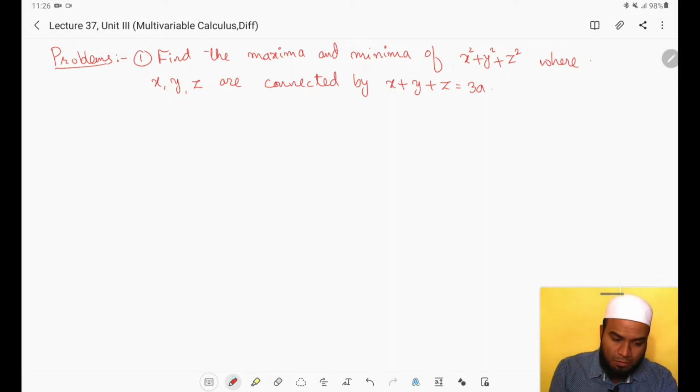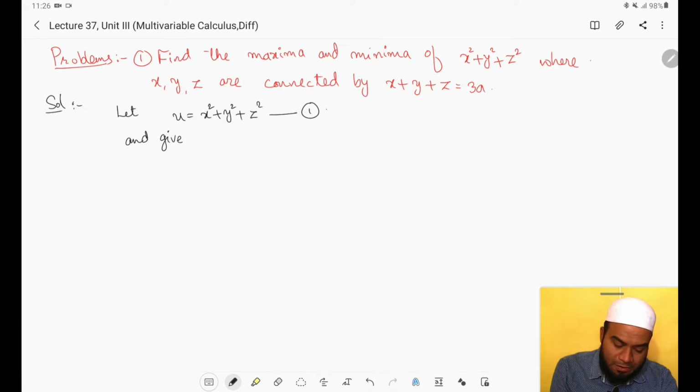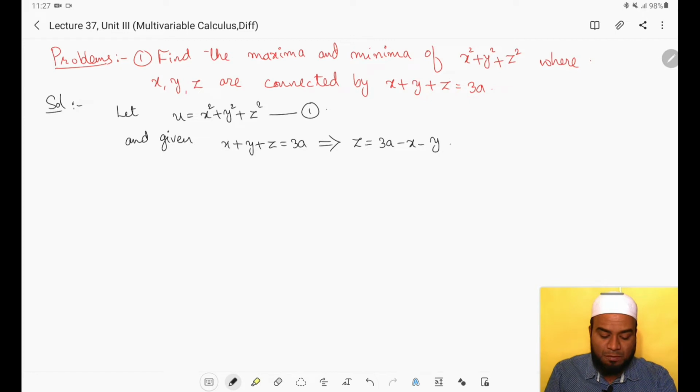So how to solve this? As I told you, let us write down what is the function and what is the condition. Let u equal the given function x square plus y square plus z square. Consider this as some 1, right? And what is given? One condition is given, which is x plus y plus z equals 3a. As I told you, from this we have to find the value of z. So z will be 3a minus x minus y. Now this z value should be substituted in 1.